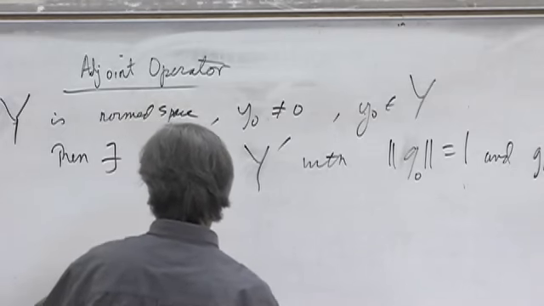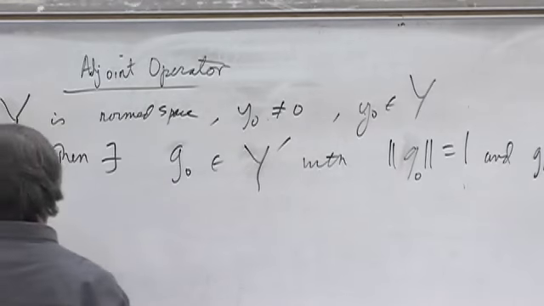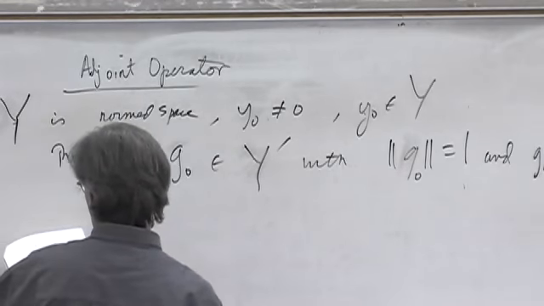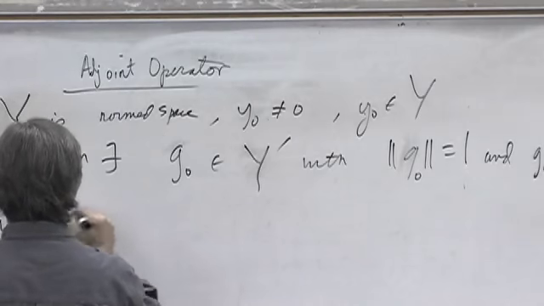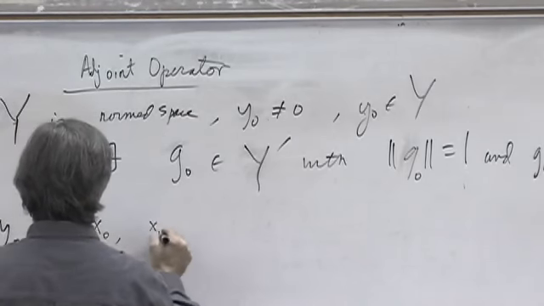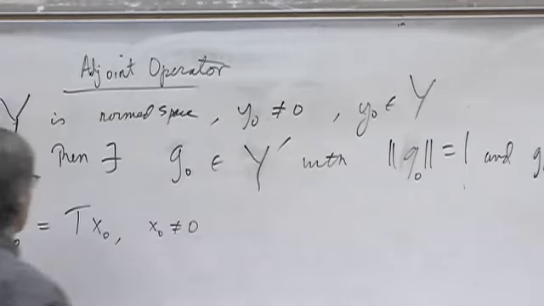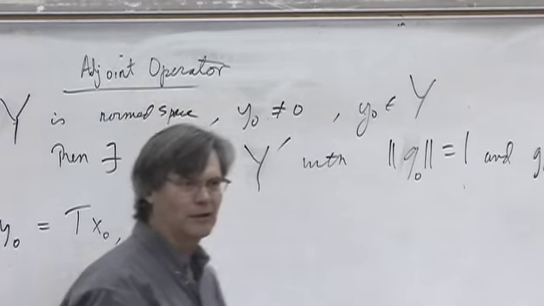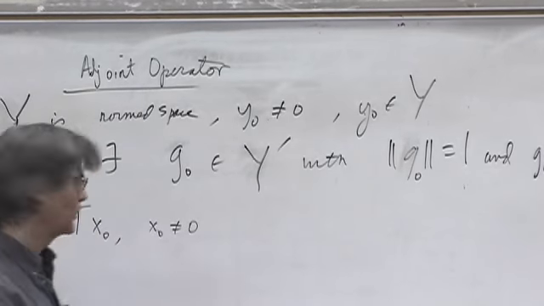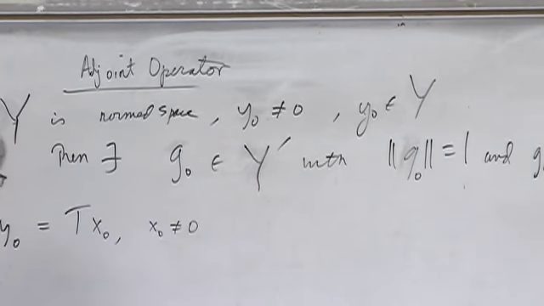Now, what I'm going to do is take Y0 equal to T of X0 for some X0 unequal to 0. If Y0 turns out to be 0, then everything's going to come out in the wash. You can't get G0 of norm 1, but that's not going to matter when I get to the bottom. So pretend Y0 is unequal to 0 now.